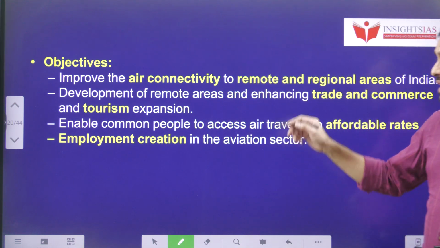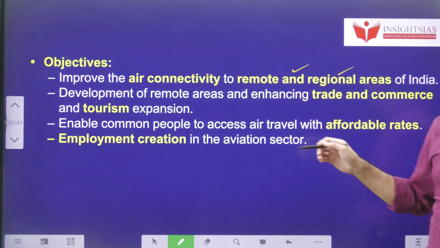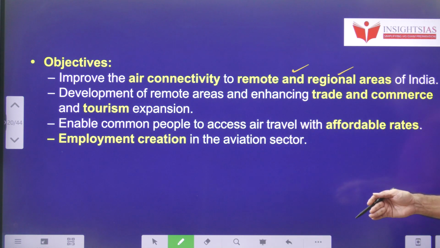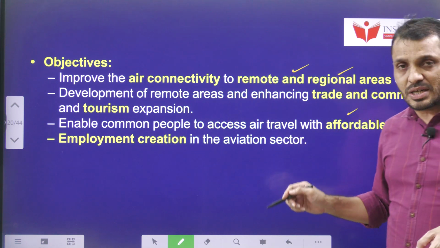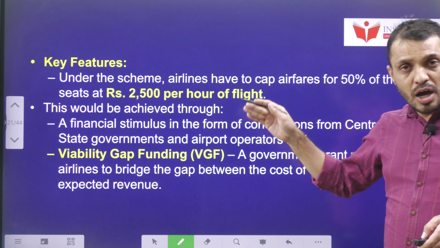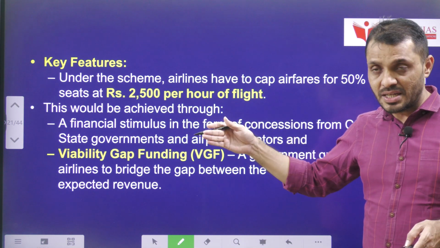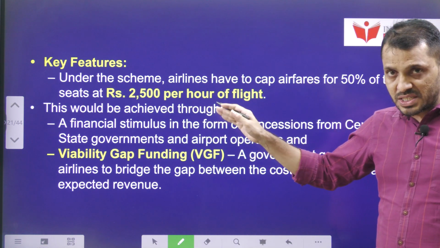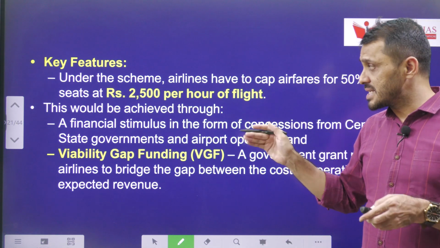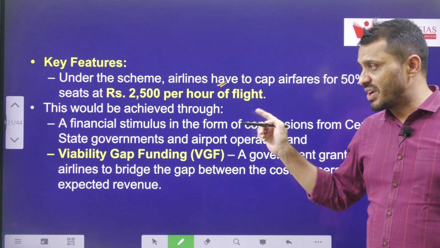Objectives: to promote air connectivity to remote and regional areas so that trade and tourism can be improved. Even the common man is able to access air travel at an affordable price, so that employment also will be created. Under this scheme, air carriers have to dedicate half of the seats for only 2,500 rupees for 1 hour of flight journey.